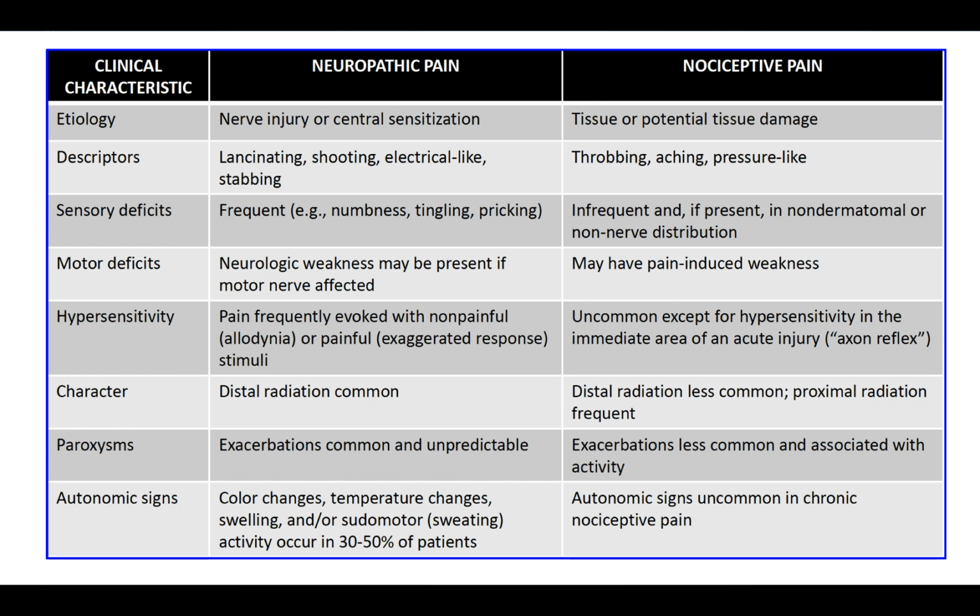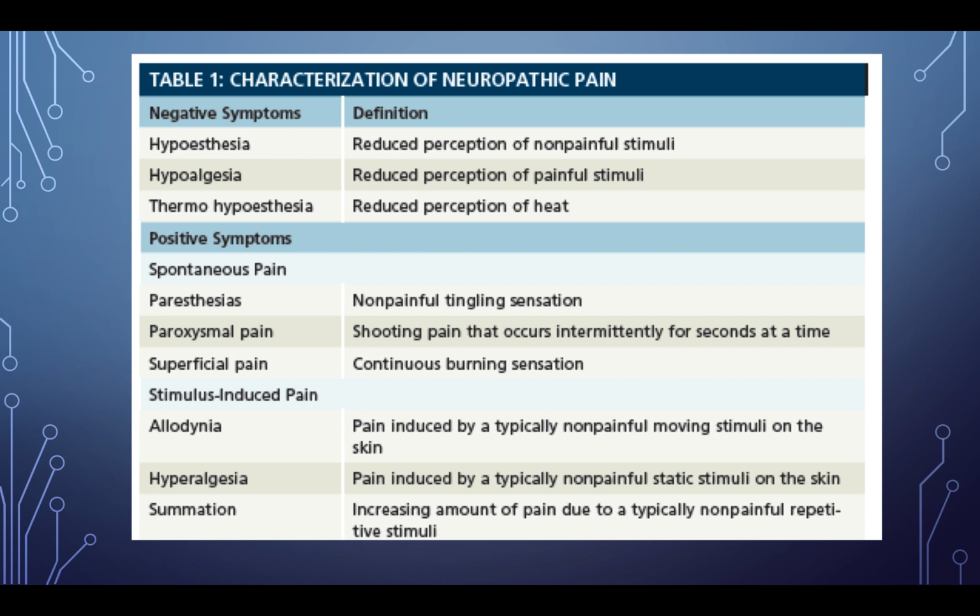Paroxysms, exacerbations, are common and unpredictable in neuropathic pain, and they're less common in nociceptive and associated with activity. So some shoulder pain, and then you move your shoulder and it hurts. Autonomic signs: color changes, temperature changes, swelling, some sweating activity may occur in 30-50% of patients. And then in nociceptive pain, autonomic signs are uncommon when it is chronic.